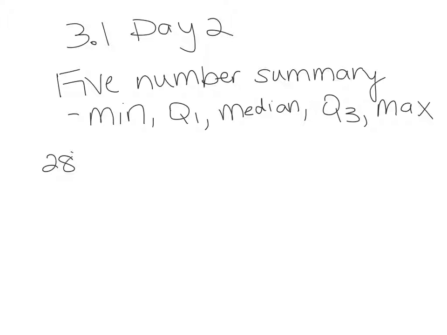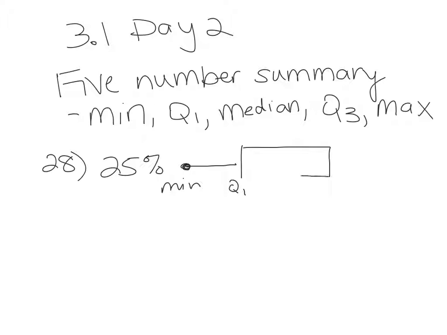Number 28 says, each of the 5 number breaks up your data into what percents? And the answer is 25%. So if you look at this on a box plot, the min is the beginning point, Q1 is the beginning of the box, Q3 is the end of the box, hence the interquartile range. The median lives somewhere in the box, and then the max goes to the end. So each piece of this is 25% of the data.